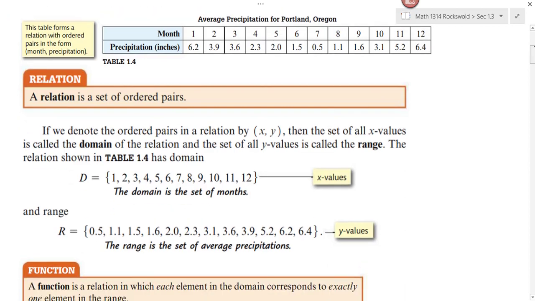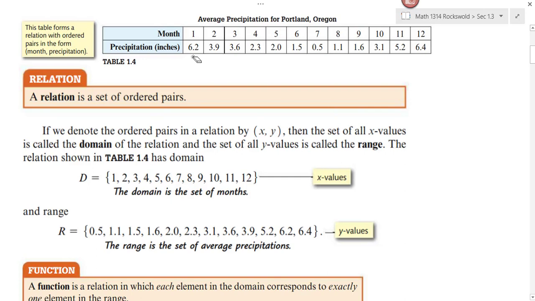So this table right here forms a relation with ordered pairs in the form of month, comma, precipitation. A relation is just any set of ordered pairs. So here we see the average rainfall for the month for Portland, Oregon, and these numbers are paired up in such a way that each month has a single number associated with it that represents the average rainfall.